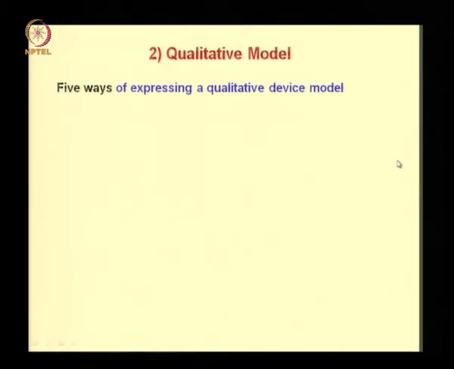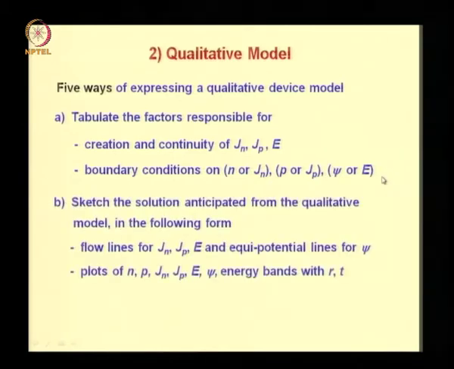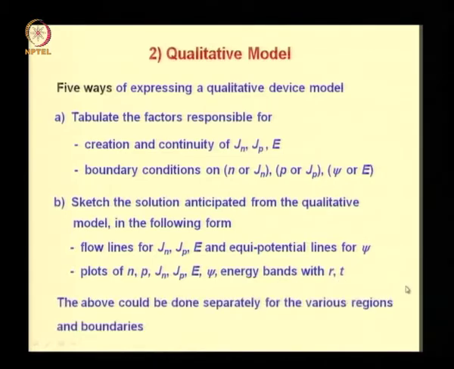We described 5 ways of expressing a qualitative device model. First, tabulate the factors responsible for creation and continuity of Jn, Jp and E, and for boundary conditions on n or Jn, p or Jp, psi or E. Then you sketch the solution anticipated from the qualitative model in the following form: flow lines of Jn, Jp, E and equipotential lines of psi, and plots of n, p, Jn, Jp, E and psi and energy bands with space and time. Above could be done separately for the various regions and boundaries.